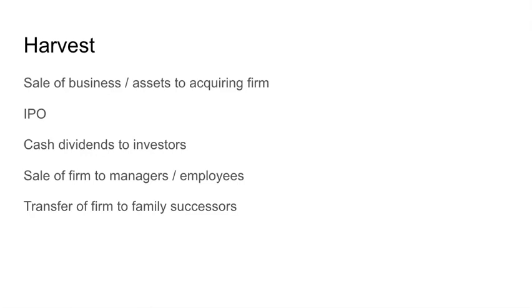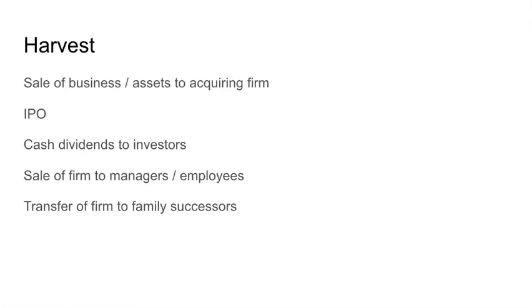Last topic I'll mention real quickly is harvest or exit. This is a situation in which some or all of the owners or investors in the company get access to the capital and earnings that have been created. The most simple one, or perhaps the most common one, is where the business is simply sold, or the assets of the company are sold to another firm or another individual. And all of the owners presumably reach some type of payout, either in stock or cash.